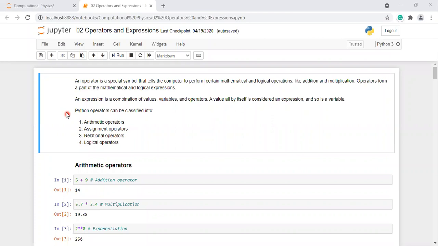And what is an expression? An expression is a combination of values, variables, and operators. A value all by itself is considered an expression, and so is a variable.